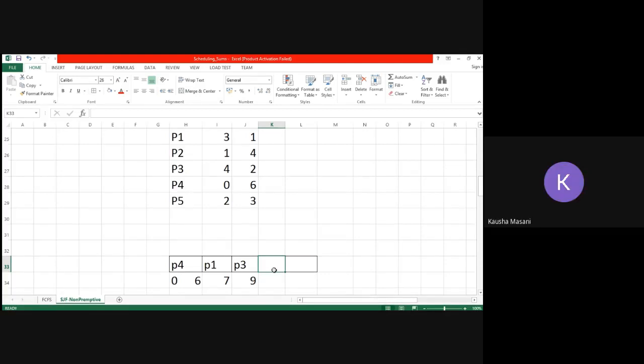Okay, so execution time for P1 is 7. For P2 it is 16. For P3 it is 9. For P4 it is 6. For P5 it is 12.